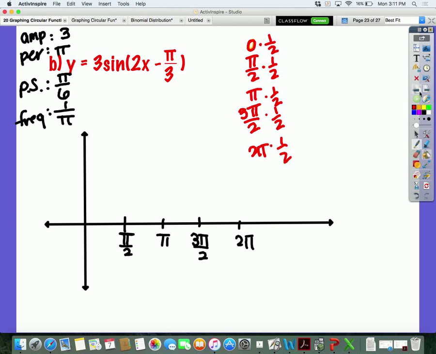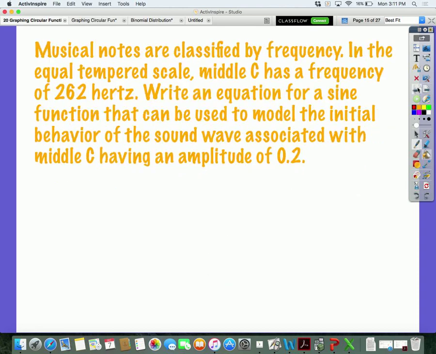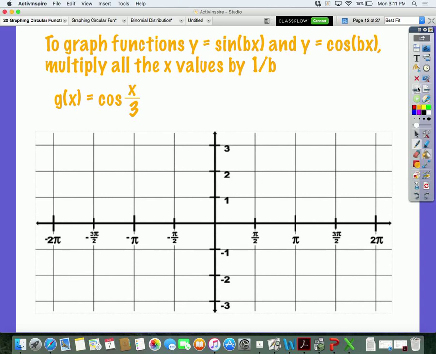Okay, so on the 1/2 part? You do the reciprocal of the integer, right? I mean, not the reciprocal of the b. It's 1 over b. So whenever there's a b, you always multiply your x values by 1 over b.